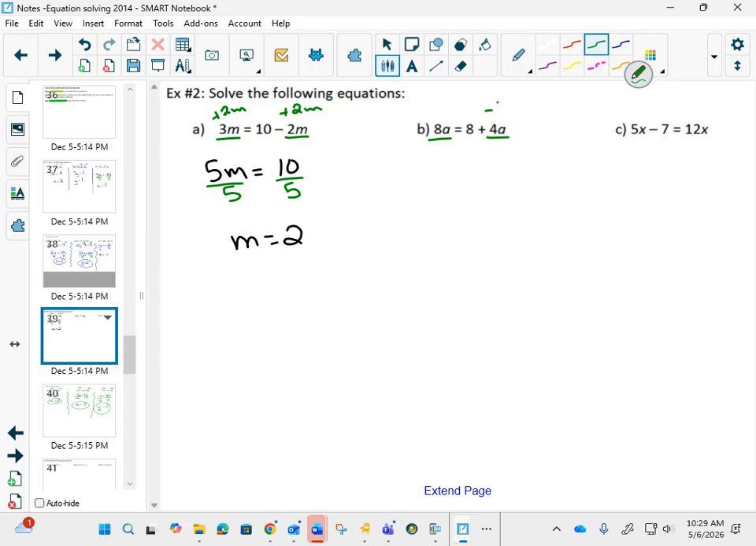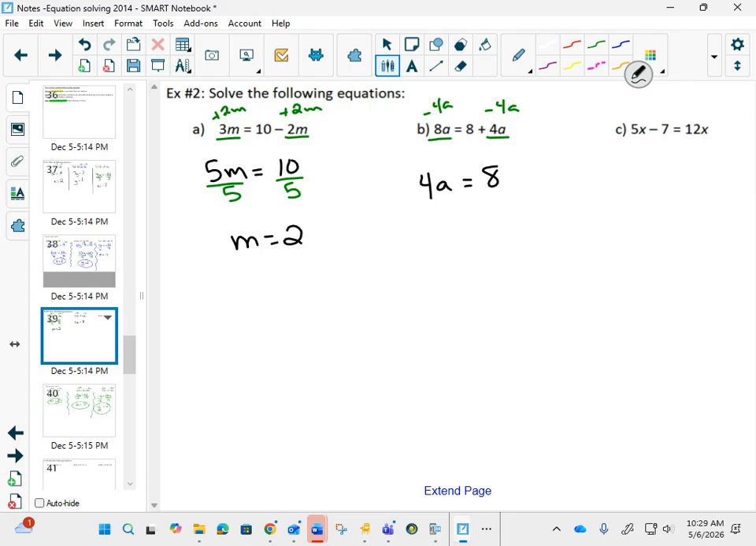I'm going to minus 4a. So I hope you notice a pattern: we're trying to get all the variables on one side and the numbers on the other side. Now this becomes 4a on this side, because 8a minus 4a is 4a. And this side, that would go away.